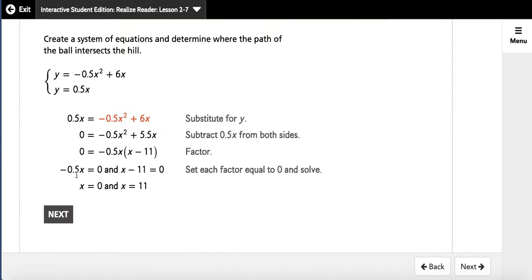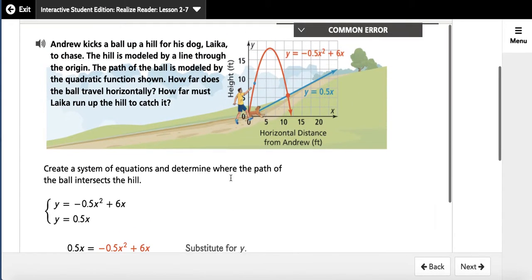Negative 0.5x equal to 0, you divide both sides by negative 0.5 and get x equals 0. So there's one of the x values. The other way that this expression could equal 0 is if x minus 11 equals 0. And if that's true, we would add 11 to both sides and get x equals 11. So let's look at the diagram again. At 0, the dog and the ball are at the same spot, and up here at a value of 11 for x, they're at the same spot.